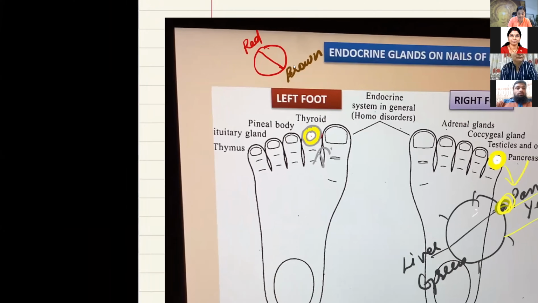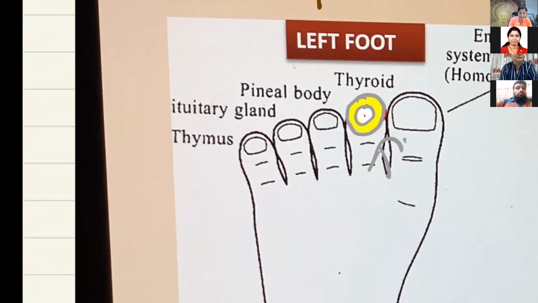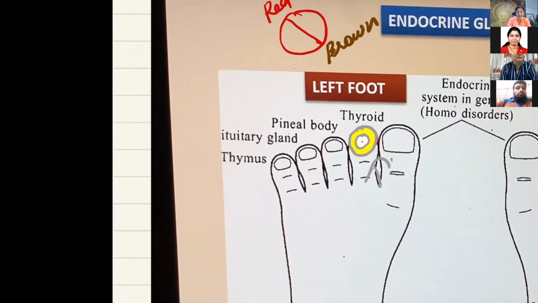And then what else? Pineal body. Yes, pineal body is also very important. If a person has some sleep disorders, it is very good to stimulate pineal body also. This nail massage, seed therapy.